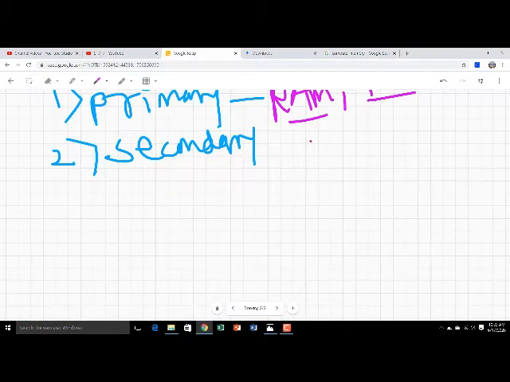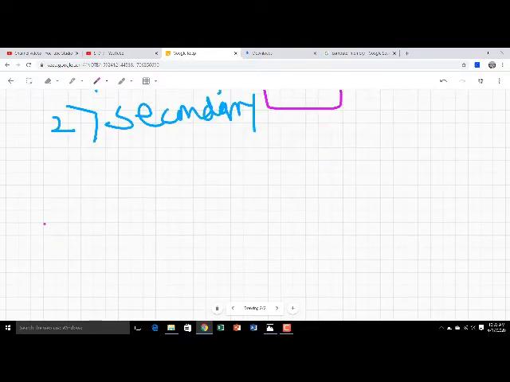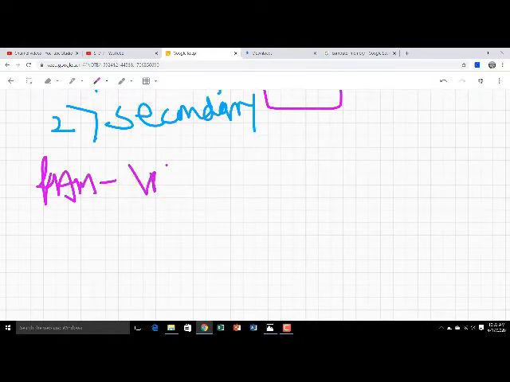Okay, first is what? RAM. So RAM stands for random access memory. RAM stands for what? Random access memory. This is also called volatile memory. RAM is also called volatile memory.